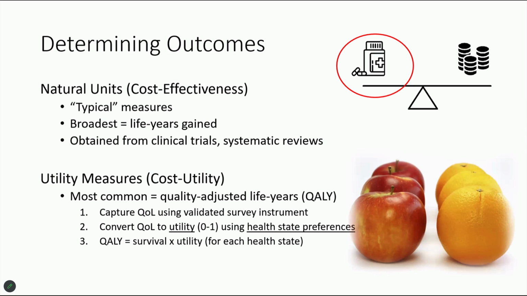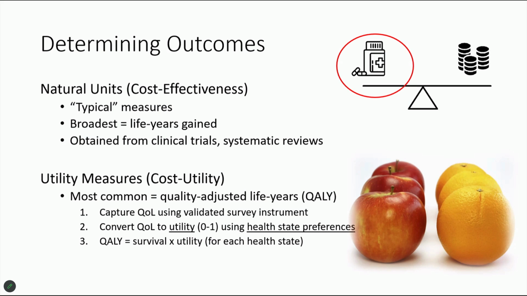So looking at the outcome side of the scale, we've already discussed the natural units of cost effectiveness analysis. These are drawn from trials and systematic reviews, but I think utility measures deserve a little bit of elaboration. So how are these determined? Well, for each health state, for example, disease-free, recurrent disease, complication, the associated quality of life is captured using a validated survey instrument such as SF36 or EQ5. And then the key step is really to map each quality of life score into a utility score.